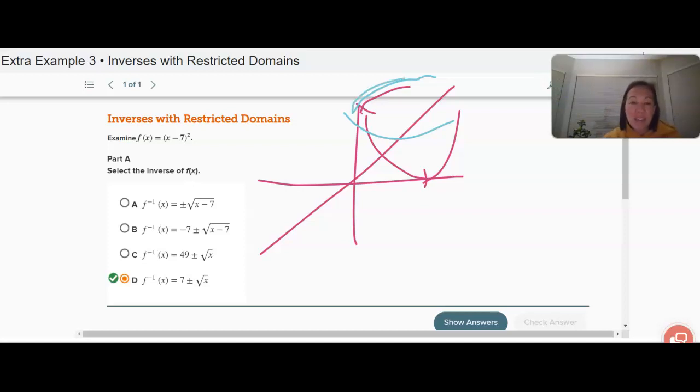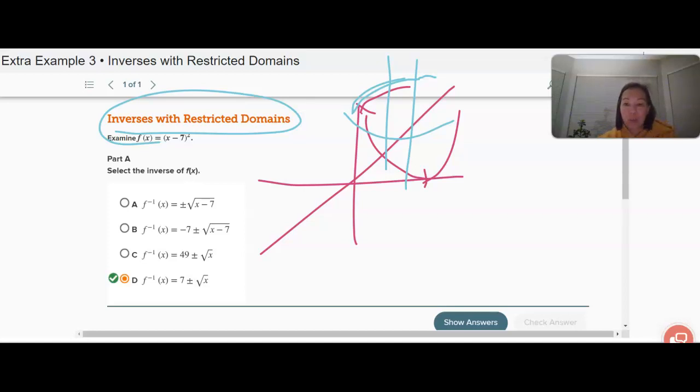But is that graph in green, is that graph a function? If you think about the vertical line test, we can see that it's not a function. So in some cases, we will have to restrict the domain of the inverse for the inverse to be a function as well.